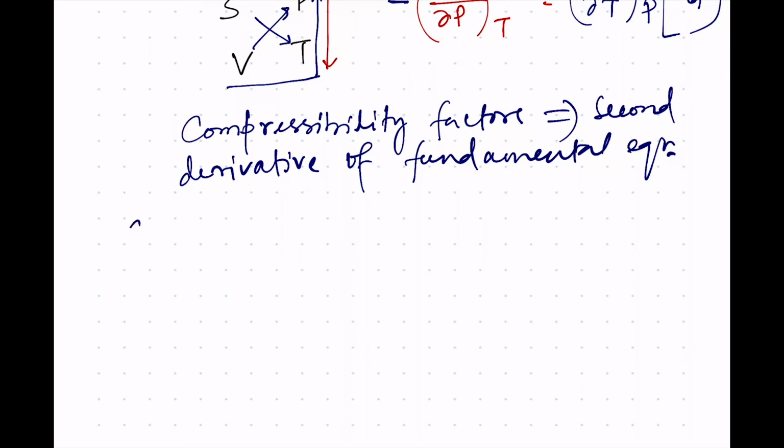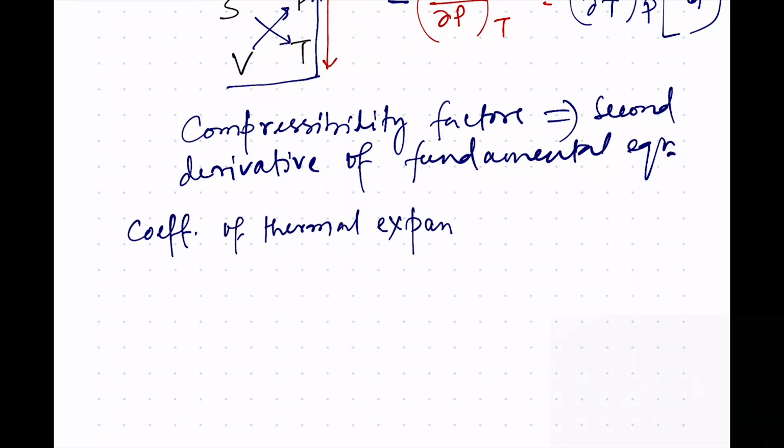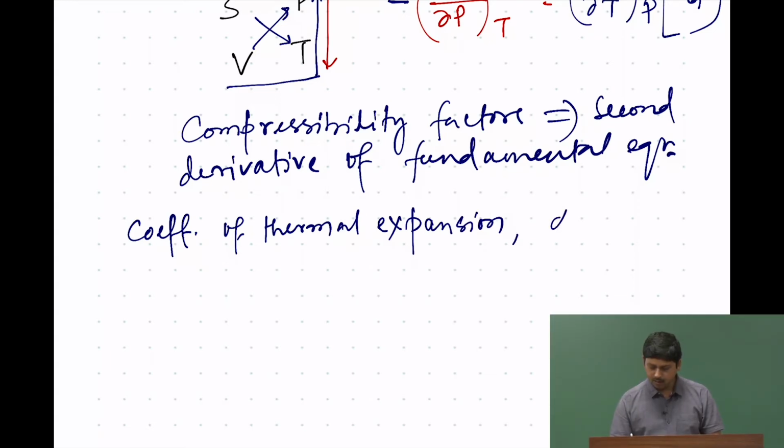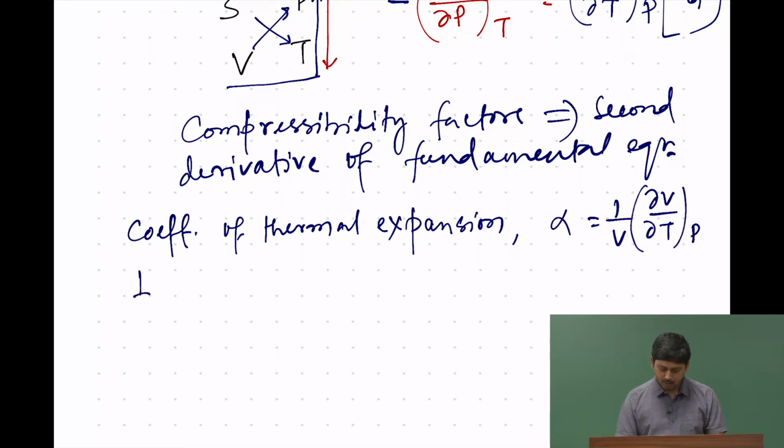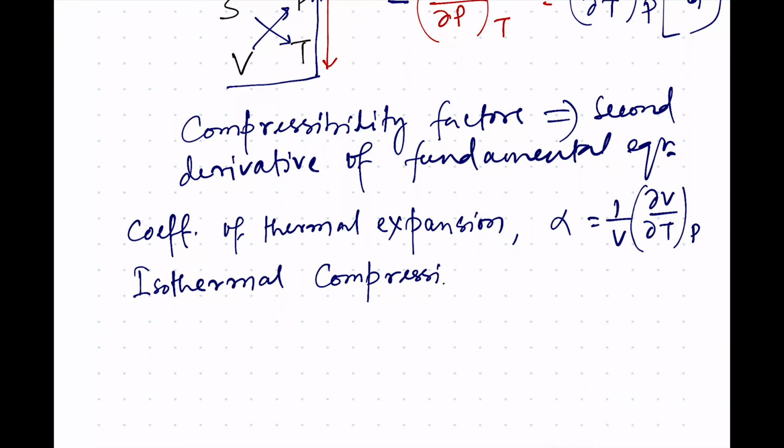One is the coefficient of thermal expansion, known as alpha, which is defined to be 1 by V del V by del T at a constant P. The second one is isothermal compressibility, which is called kappa T, which is minus 1 by V del V by del P at a constant T.